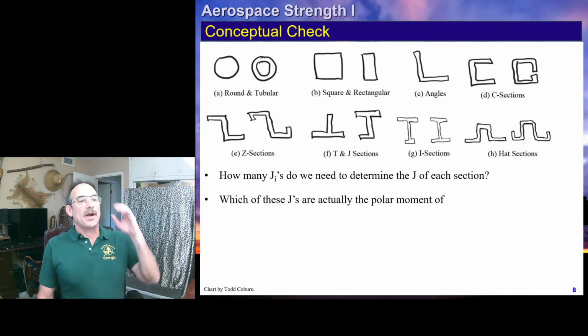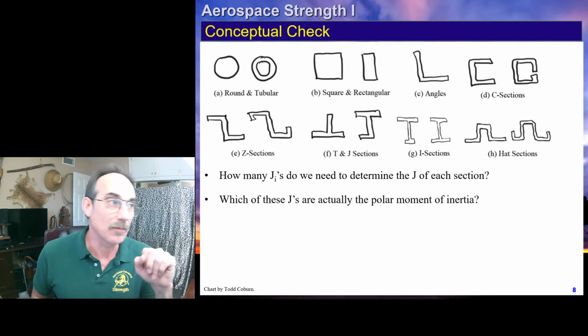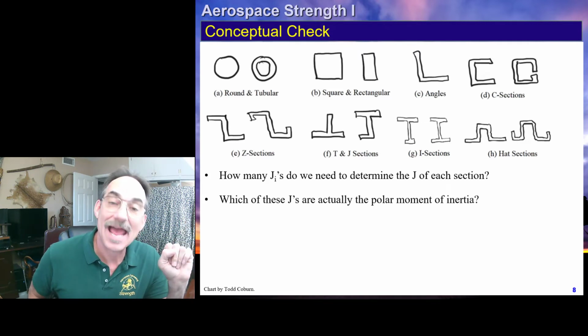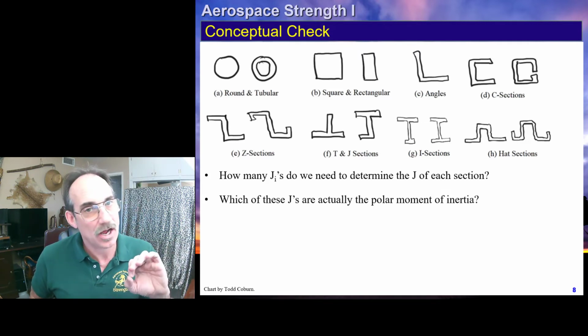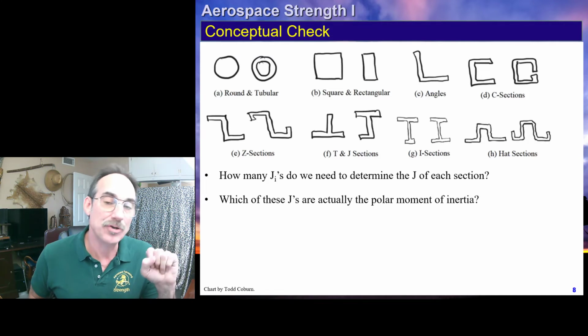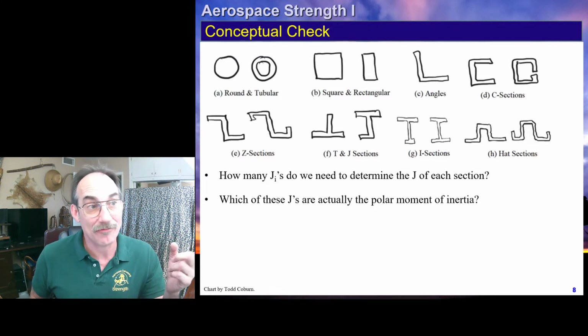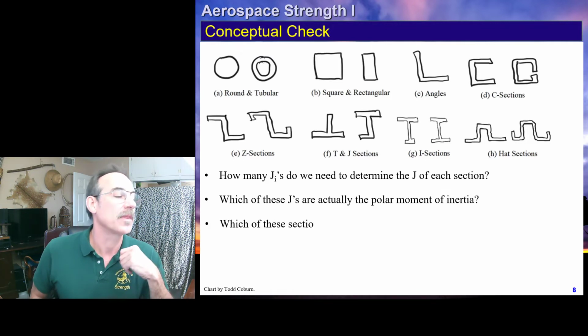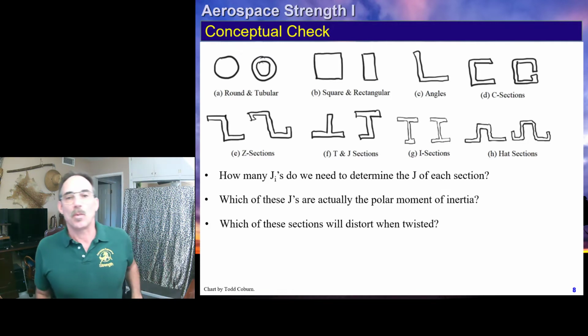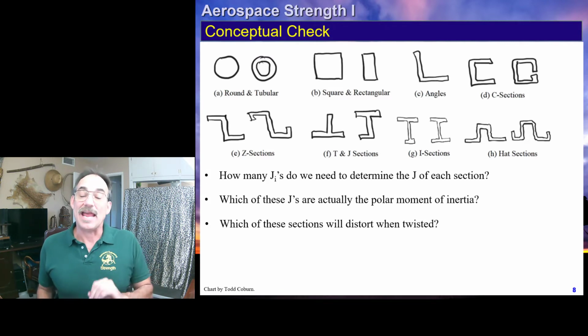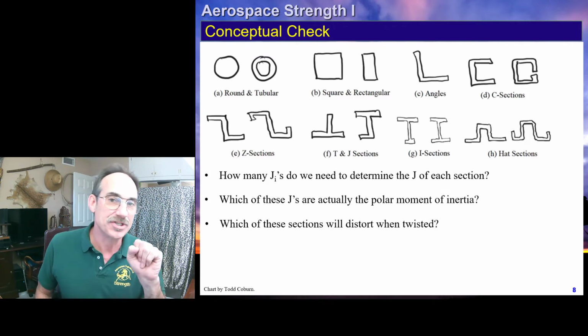Which of these J's are actually the polar moment of inertia? Well, only that section A, which is round, whether it's hollow or solid. Those will be the torsional constant is the polar moment of inertia, but not for any of the rest of these. Which of these sections will distort when twisted? All except for A. Any non-round section will distort when twisted.